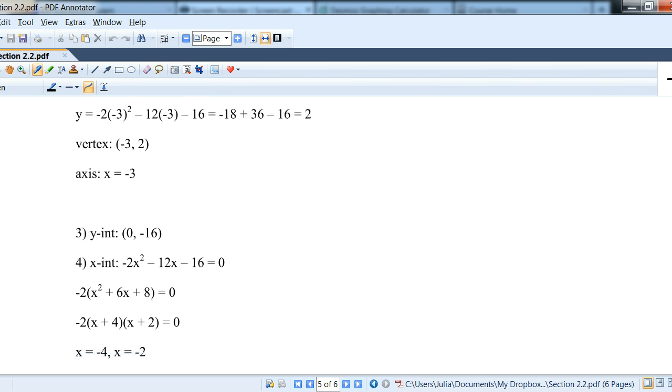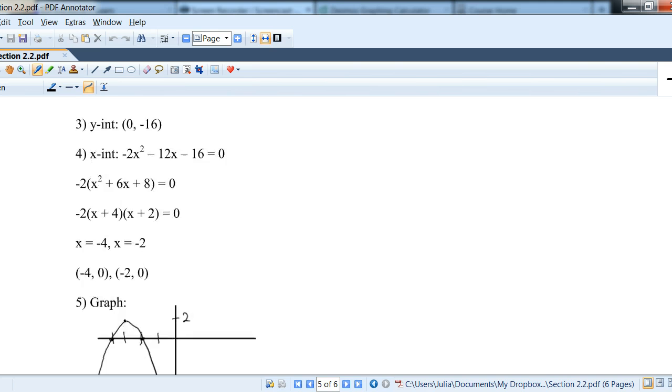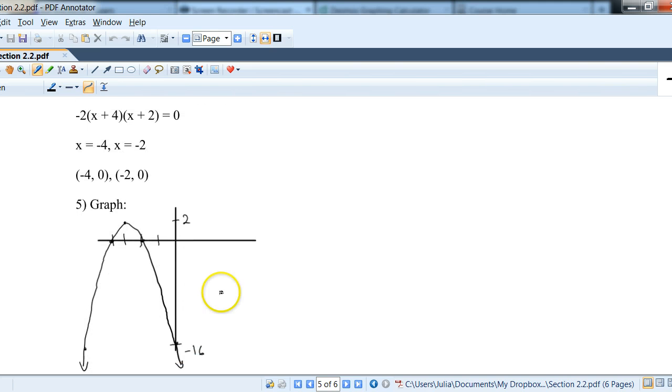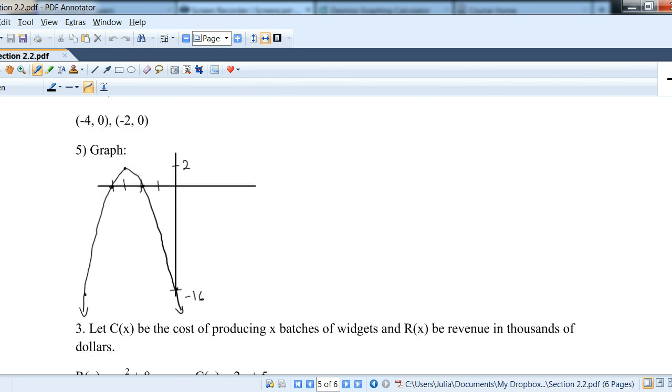X-intercept, we set it equal to 0 again. We could factor it. Notice how I factor out negative 2. And then I noticed you can factor. And so the x's are negative 4 and negative 2. And then let's take a look at the graph. Same thing. I plotted all the points. And notice how it's facing down. And this is what it looks like.